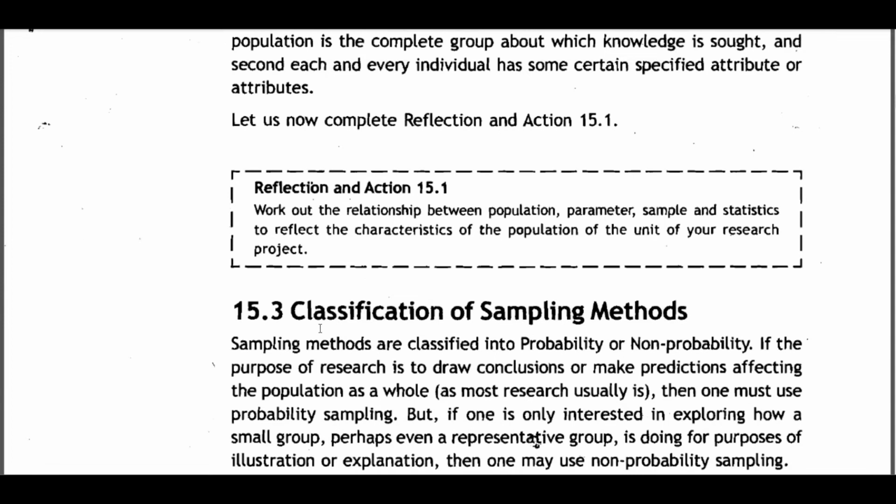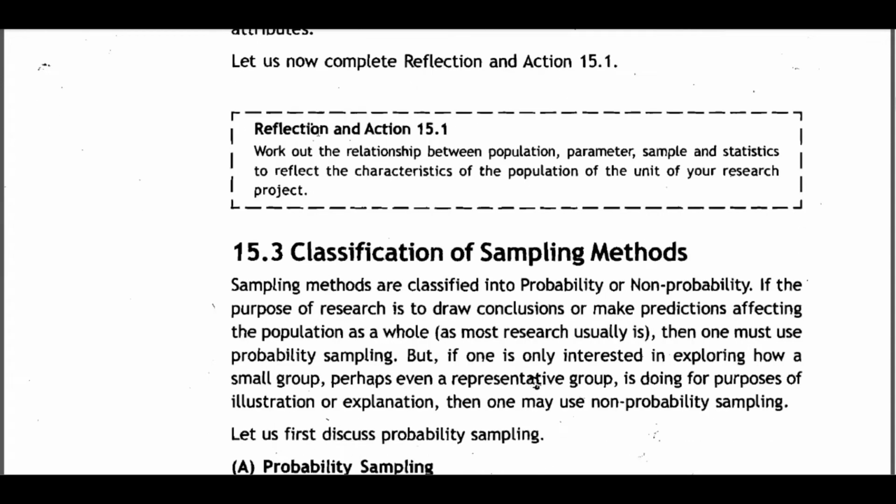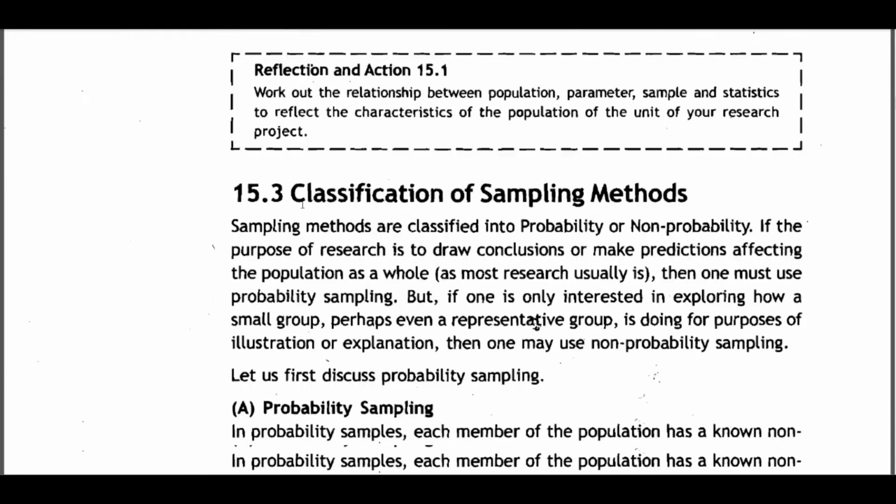Let us now complete the Reflection and Action 15.1. Reflection and Action 15.1: Work out the relationship between population, parameters, sample, and statistics to reflect the characteristics of the population of the unit of your research project.